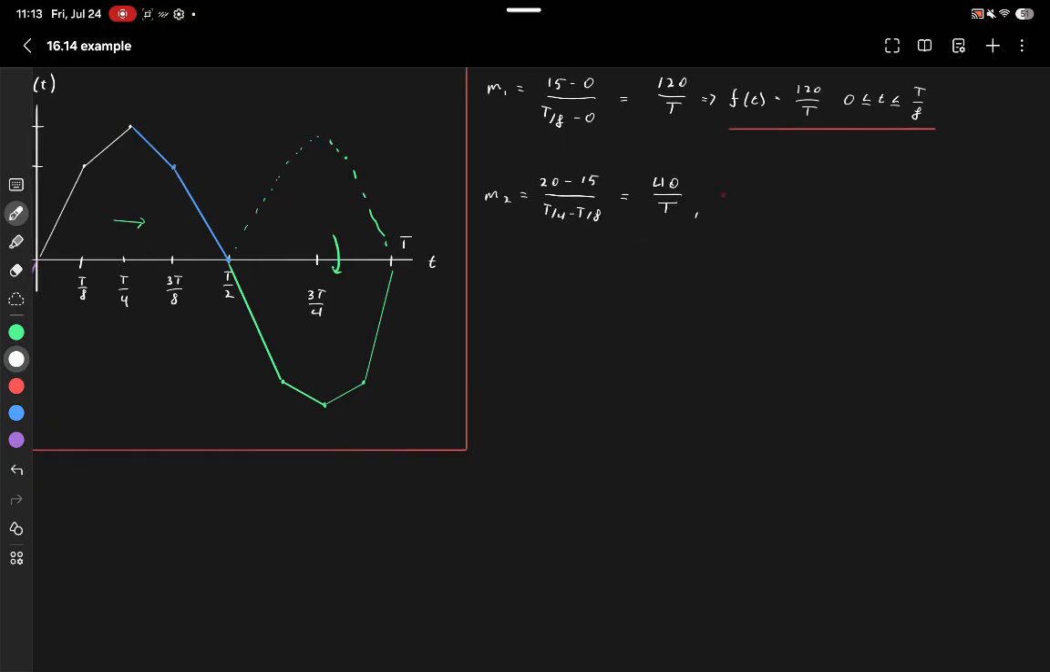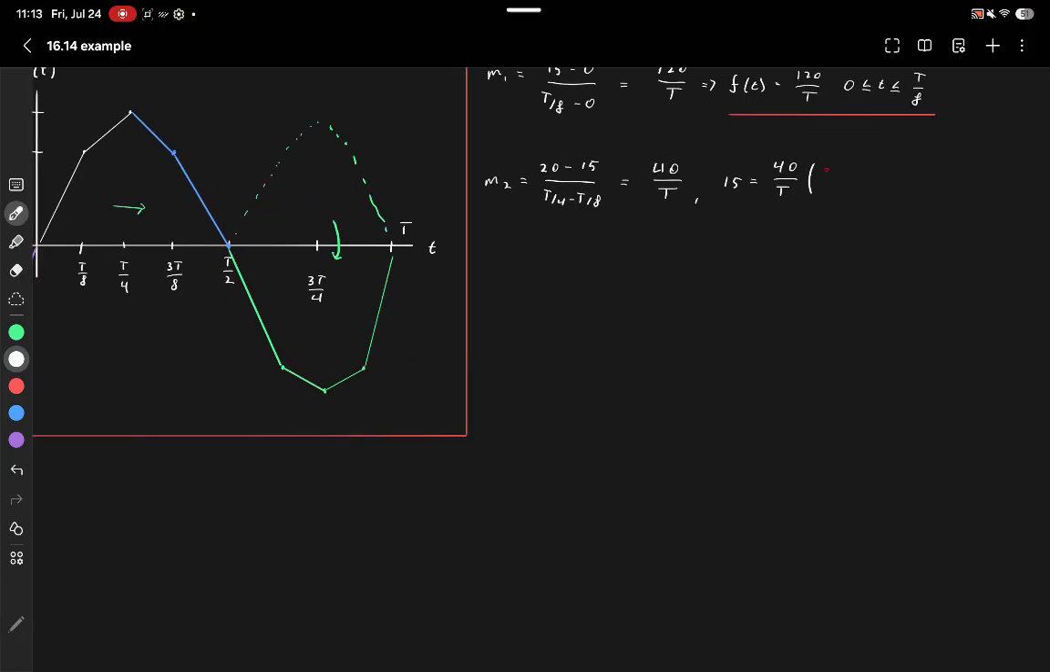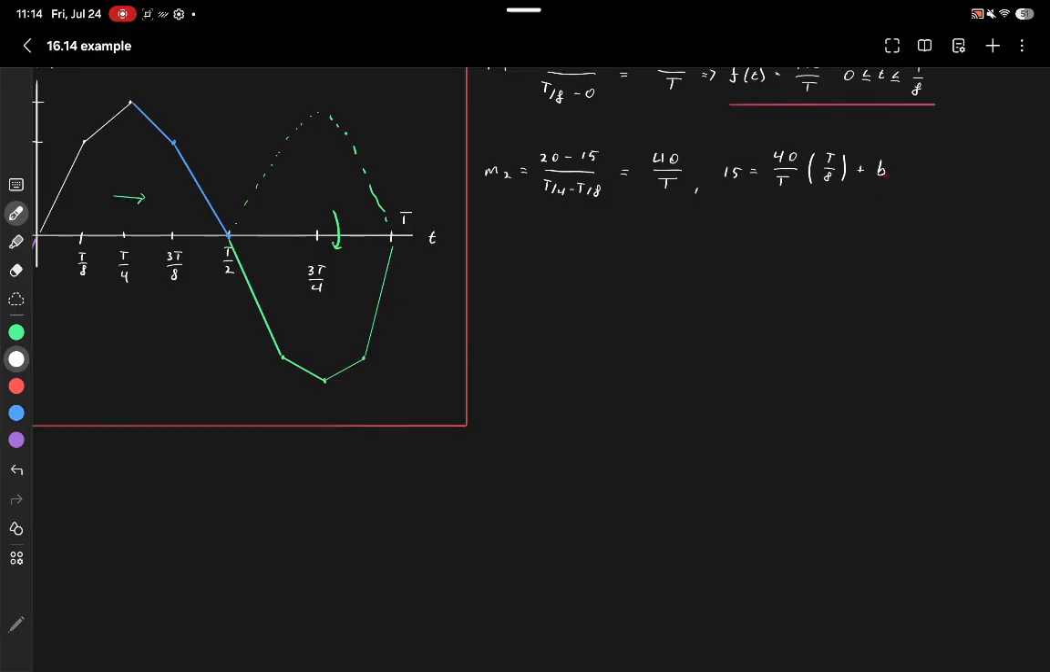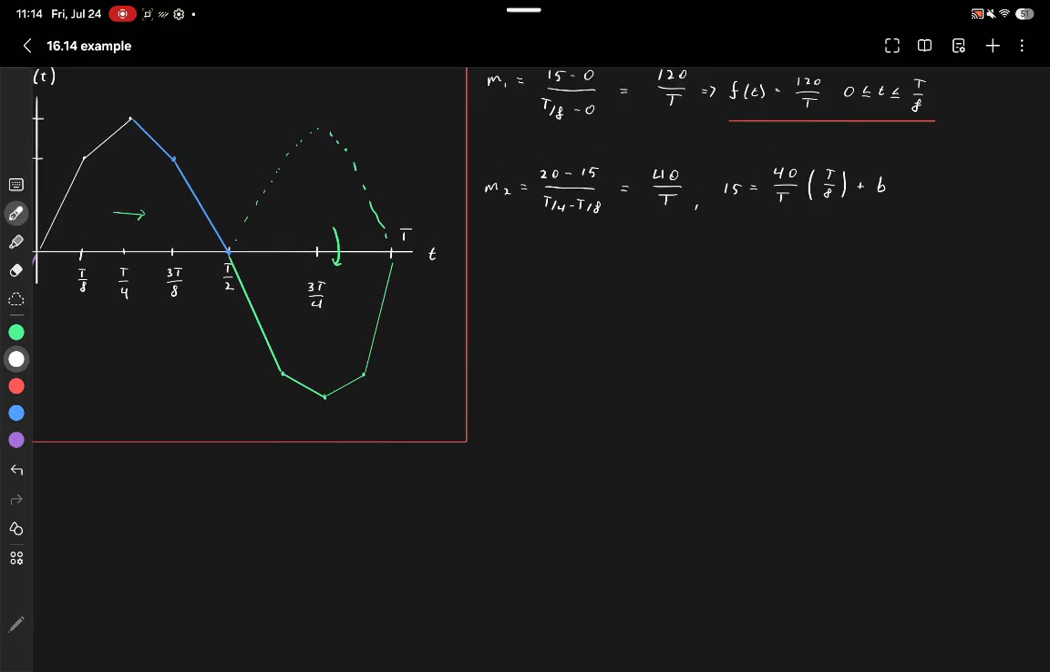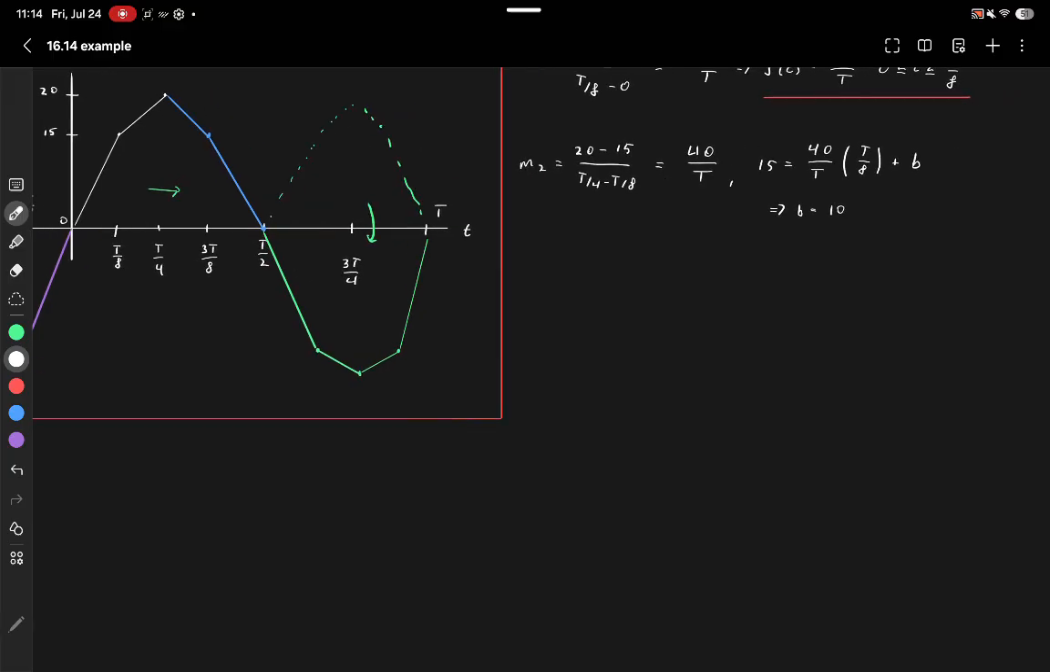So our y, we'll consider as 15. We have our m, our slope that we just found, at what x? We're going to be doing it at the T over 8, and then plus b. B is what we're actually trying to find here. This is not related to b sub k. This is just y equals mx plus b. If we go through here and we solve for b, I believe we get 10. Very nice.